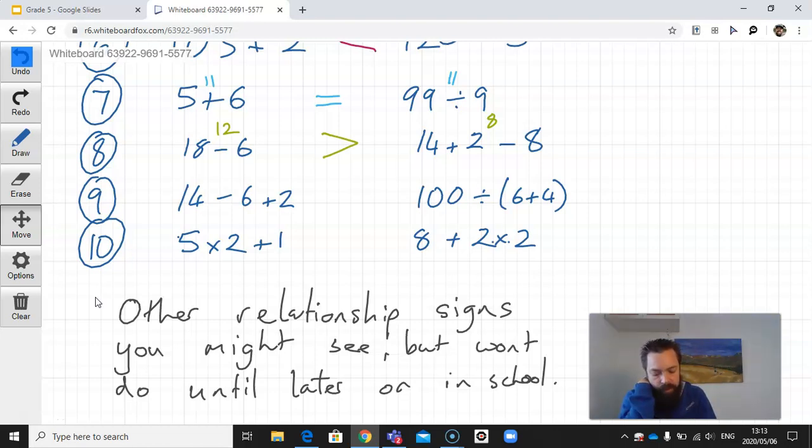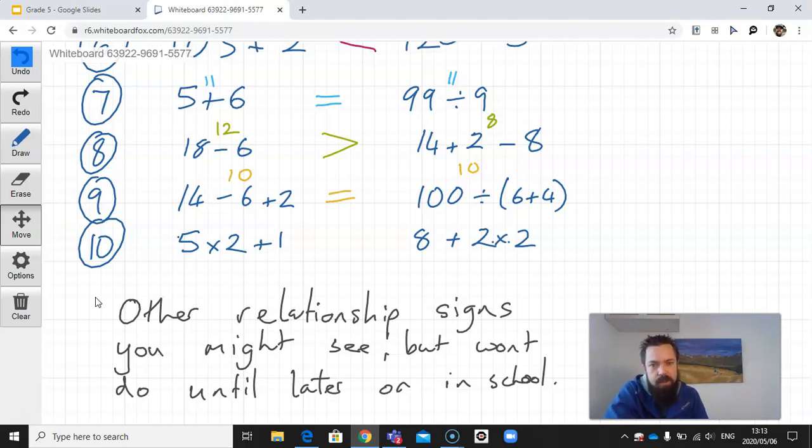For the next 2, we've got BODMAS for both. So first up, with number 9 on the left, we work from left to right. So 14 minus 6 gives me 8. 8 plus 2 gives me 10. Looking at the right-hand side, I've got to do my bracket first because it's BEDMAS. So 6 plus 4 is equal to 10. 100 divided by 10 is equal to 10. And so I've got both sides being the same, and I will say that they are equal. So 14 minus 6 plus 2 is equal to 100 divided by 6 plus 4.